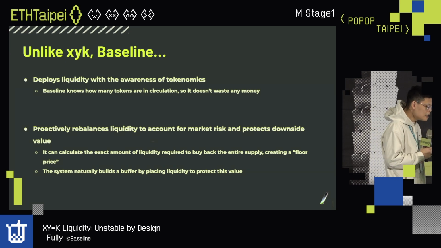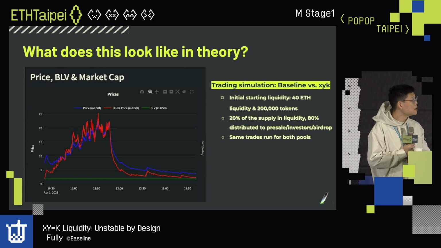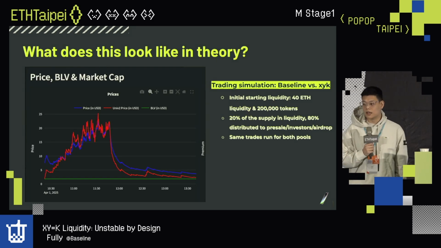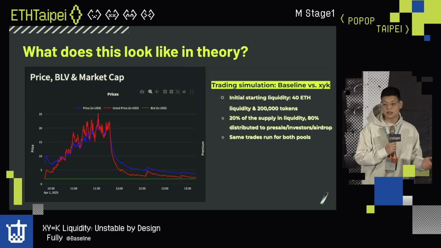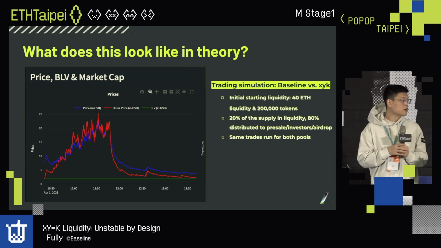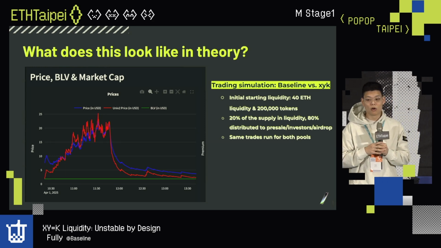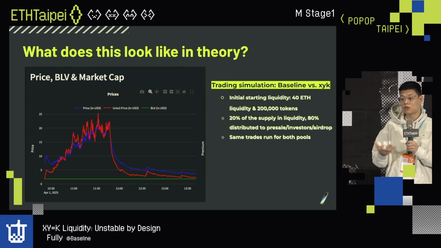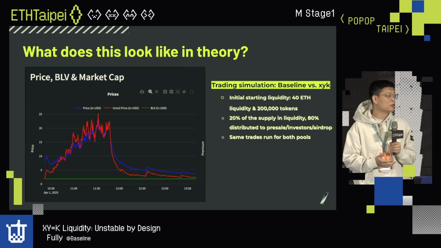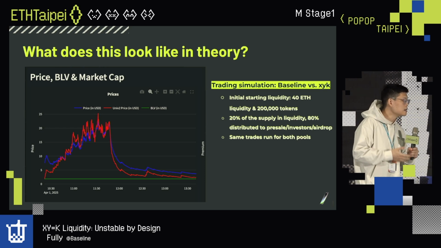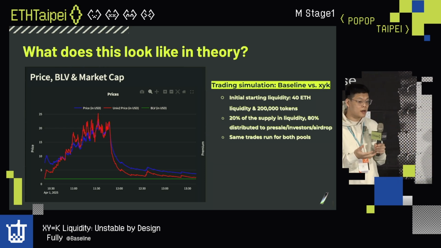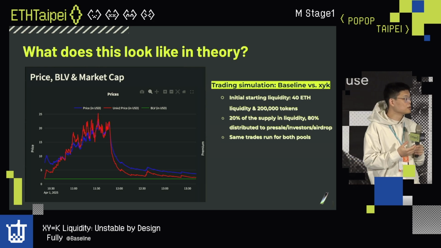And I just want to give some ideas of what this might look like in theory. One of the things that we've done is run trading simulations, where we deployed a Baseline liquidity pool and a Uniswap liquidity pool with the same starting parameters, and ran some trading against them to see how the price charts will look.